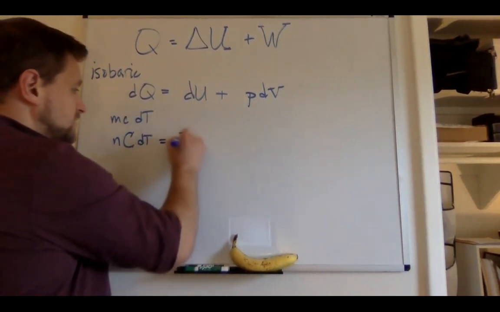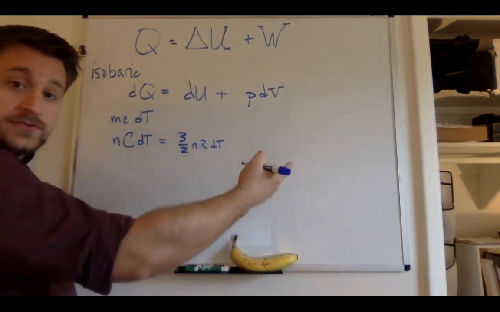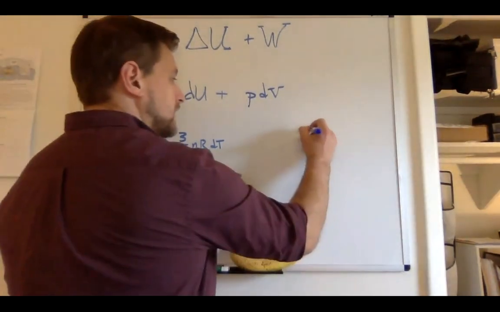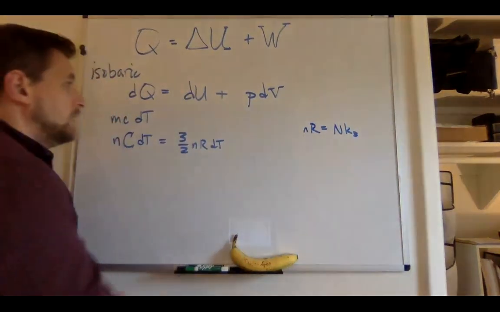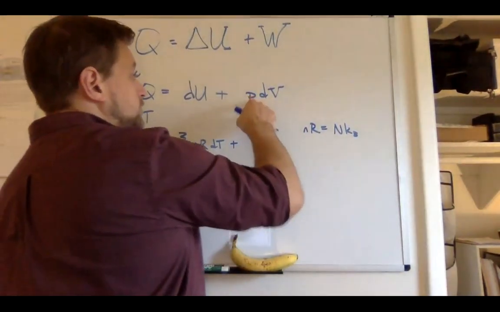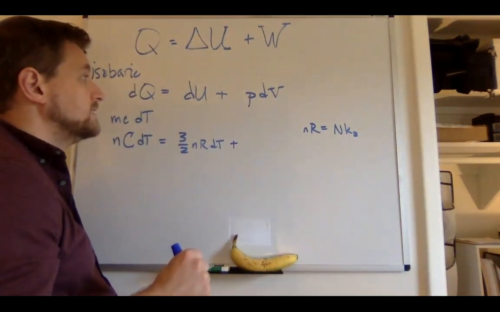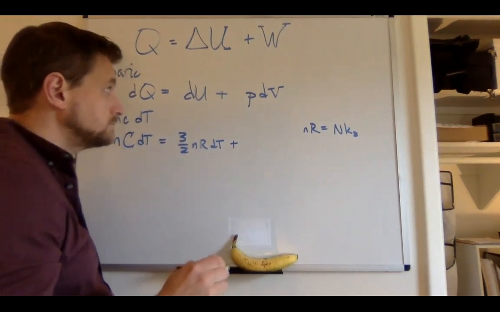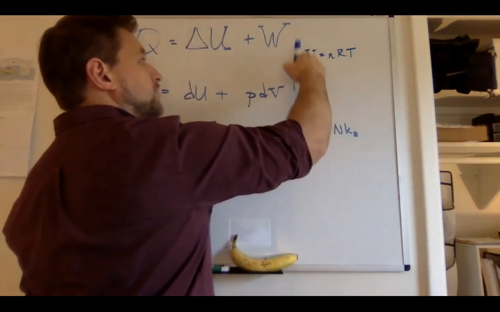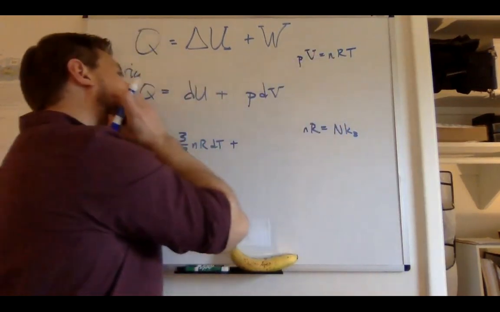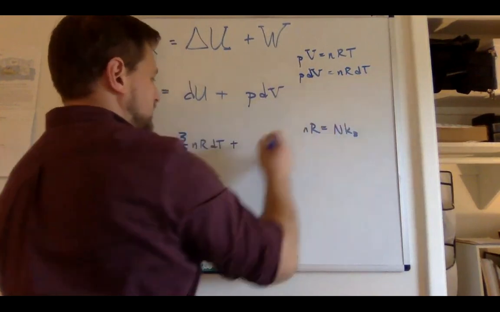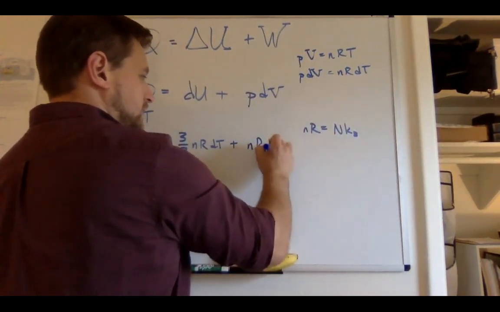The small change in the internal energy is related to 3/2 nR dT, and that's just from before. It used to say capital N k, but a few minutes ago we rewrote it so that nR is equal to nk plus P dV. Now, if this is an ideal gas undergoing an isobaric process, PV equals nRT. If we're keeping the pressure constant, and the number of moles and the gas constant, we take a derivative of both sides. So this P dV is nR dT.